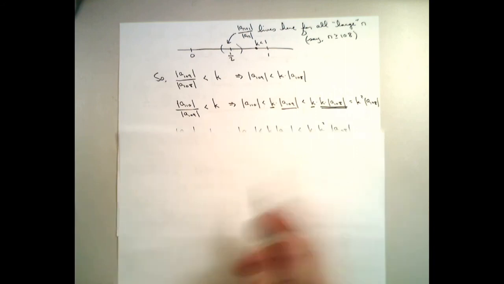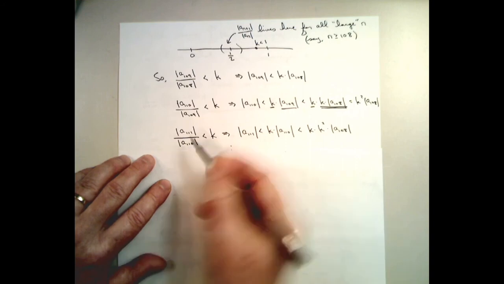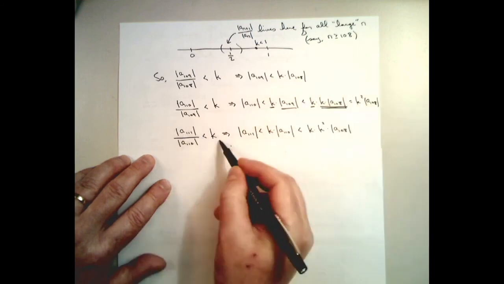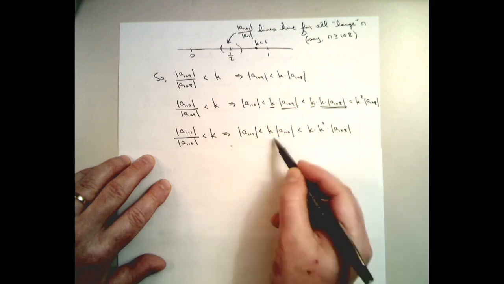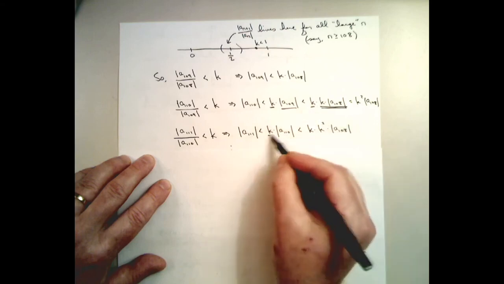Let's go one step further. 110 is bigger than 108, and so I have this ratio less than k. A little algebra tells me that the 111th term is less than k times the 110th term, but here's this k.